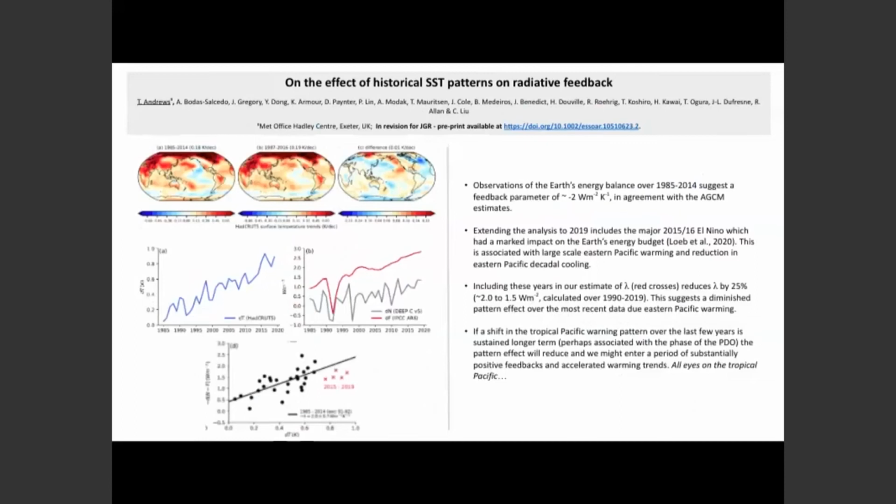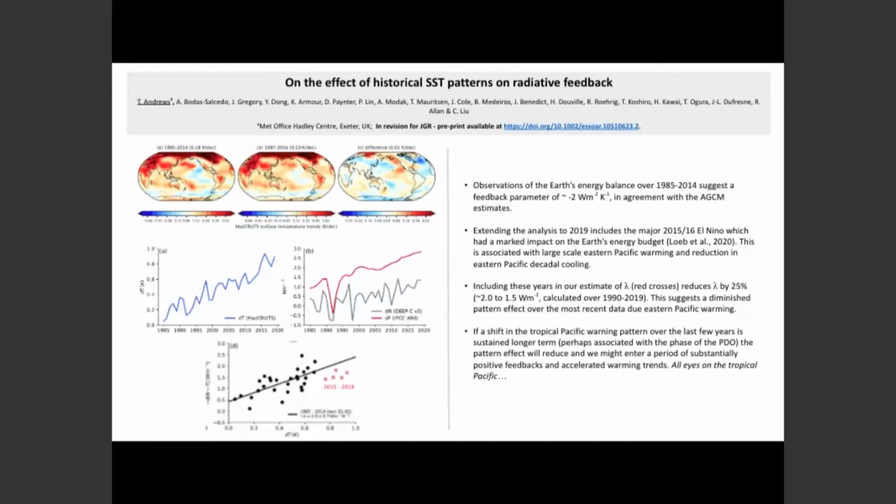And just very briefly, this fits in very well with what Norman was just showing. We use the observed record, CERES and ERBE wide field of view stitched together from 1985 to present day, and just exactly as Norman was describing, we find that the feedback parameter, well, first it fits very well with the atmospheric models, but once you include the 2015-16 El Nino with large East Pacific warming, it reduces the feedback parameter by about 25%, so from about 2 watts per meter squared per K to 1.5.